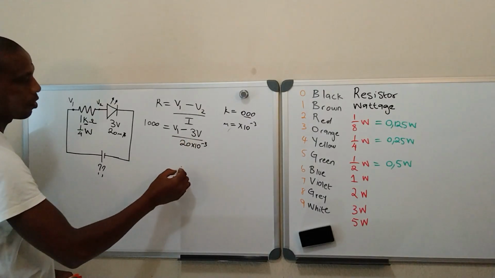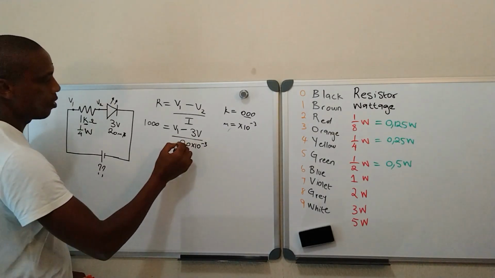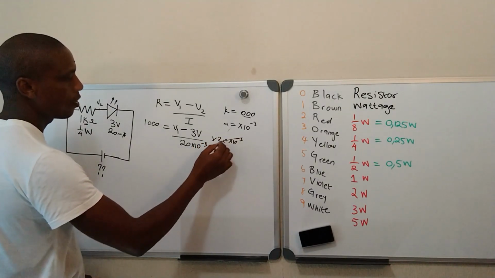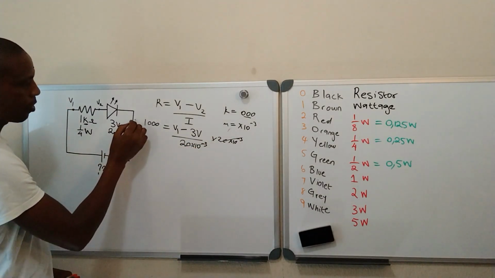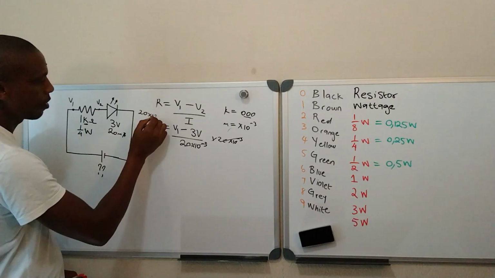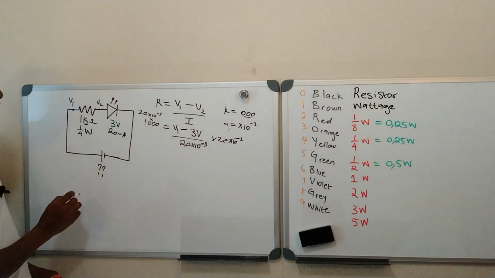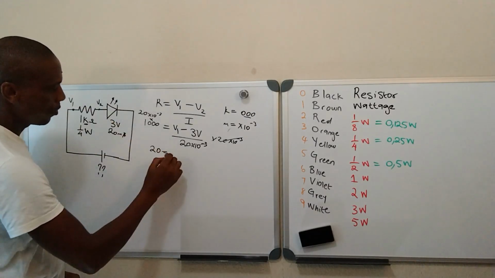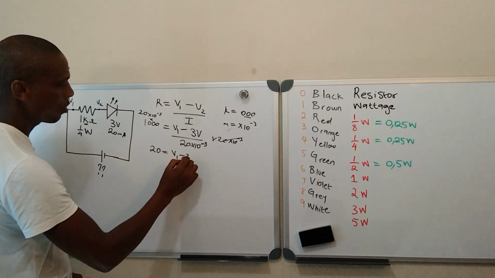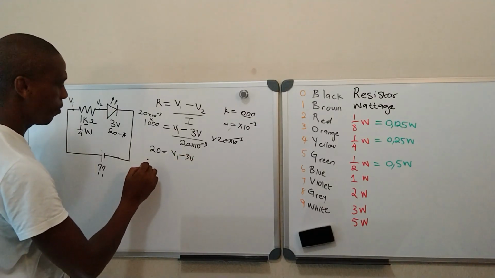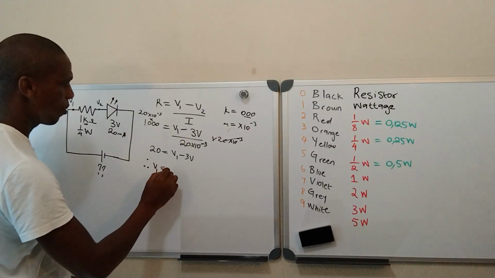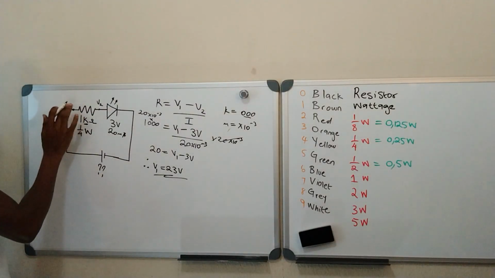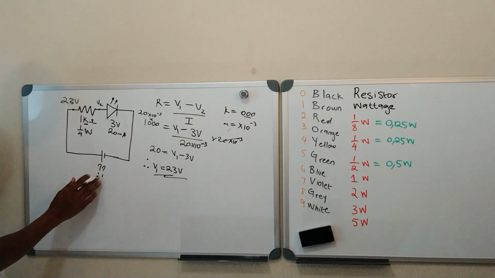So now we'll cross multiply on both sides with this 20 milliamps. When you say times 20, this one and this one will cancel, but you still need to multiply on this side. Now if you multiply these two, we'll get 20. 20 is equal to V1 minus 3 volts. Therefore, V1 is equal to 23 volts. So the voltage at this point is equal to 23 volts.